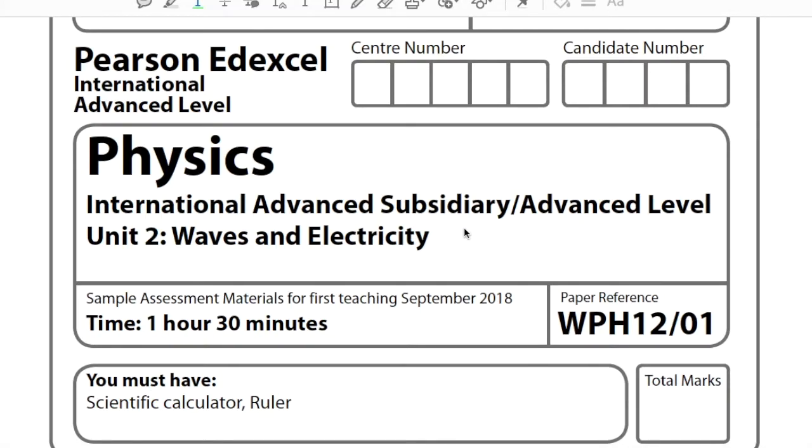Good evening. Today, as a practice, I thought we'll go through the sample assessment paper.